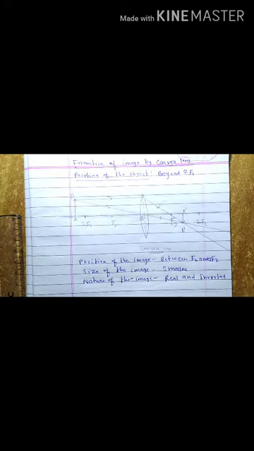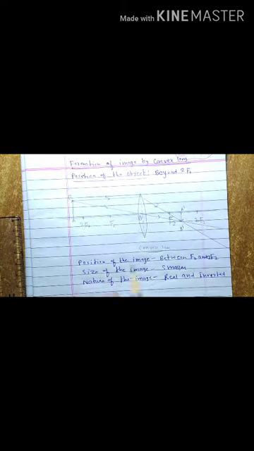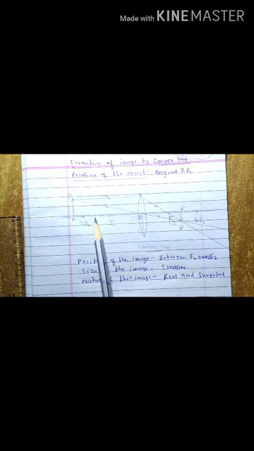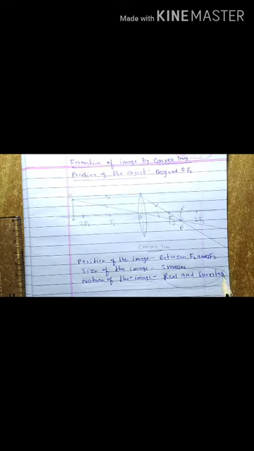So I have written here position of the image in between f2 and 2f2. Size of the image is smaller as compared to the object. Nature of the image real and inverted. So students, always remember, in case of a convex lens, there are total 6 positions, but in 5 positions, the nature of the image will be real and inverted.